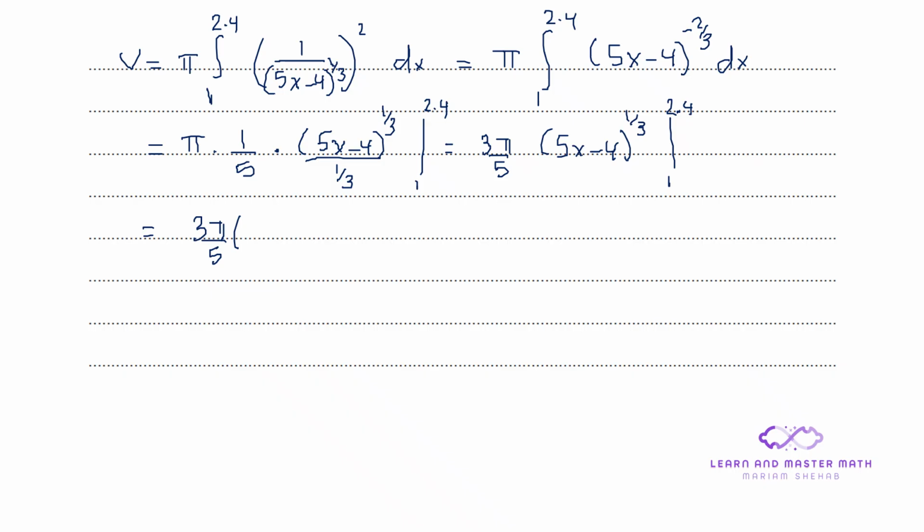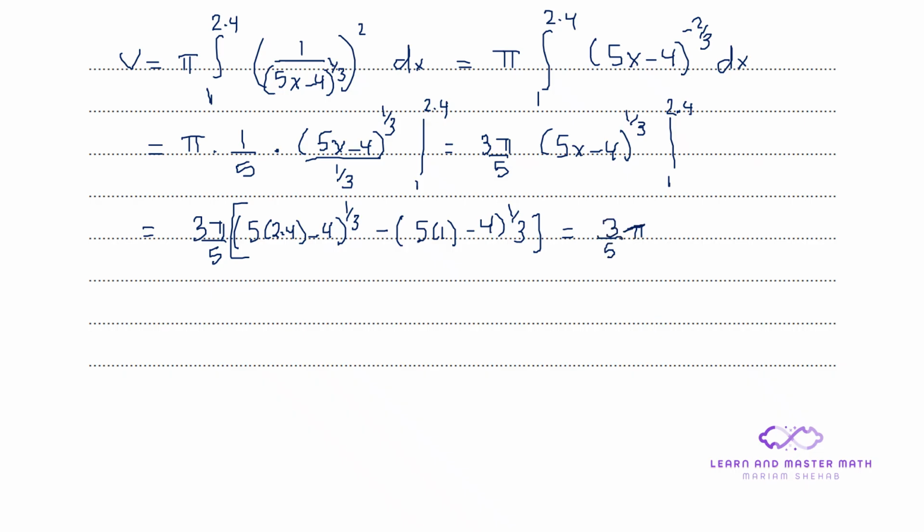First, I'm going to substitute x with 2.4. So it's going to be 5 times 2.4 minus 4, to the power of a third, minus 5 times 1 minus 4, to the power of a third. Do the calculation and you'll get 3 over 5 pi. But this is still not the answer.